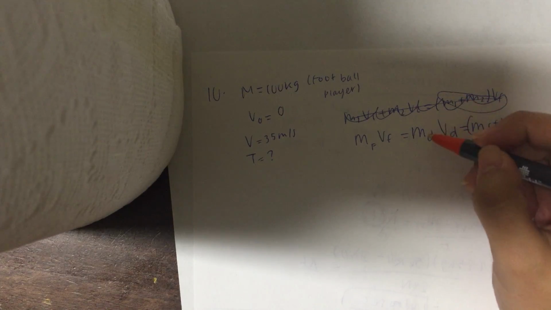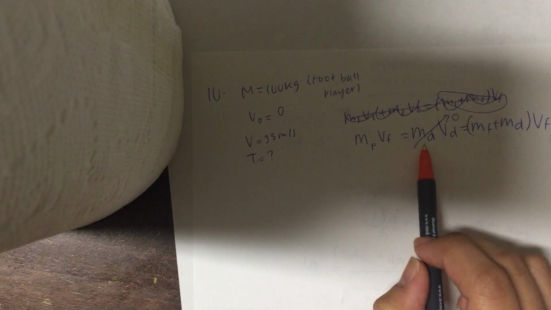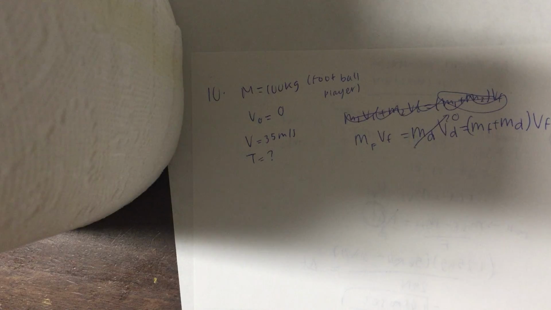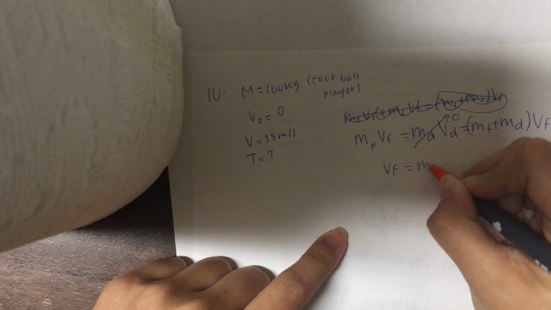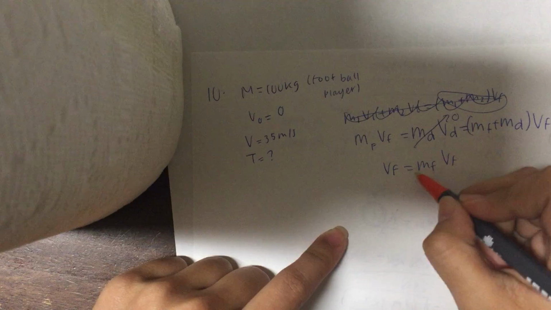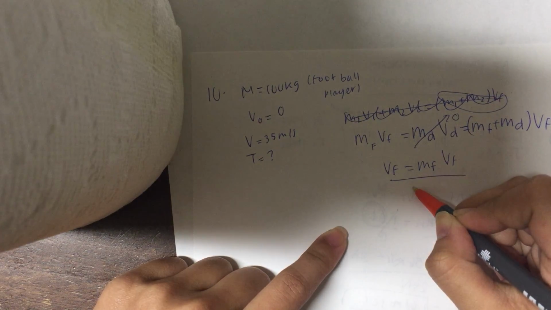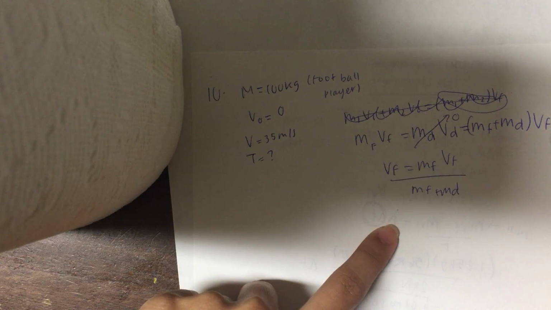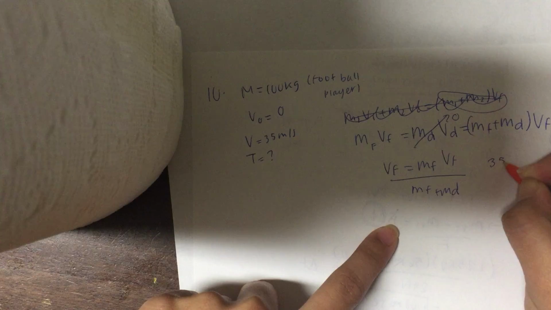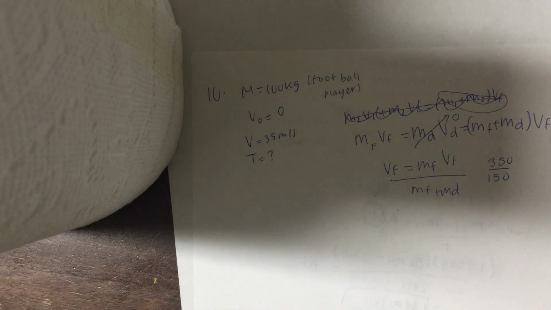So what will cancel out to be 0 would be the mass of the dummy times its velocity, because the dummy is 50 kilograms, but it's at rest, so that will be 0. So then what you will have is velocity final equals m football v football over mass of the football player plus the mass of the dummy. So once you add that up, it will be 350 over 150. You divide by 150.